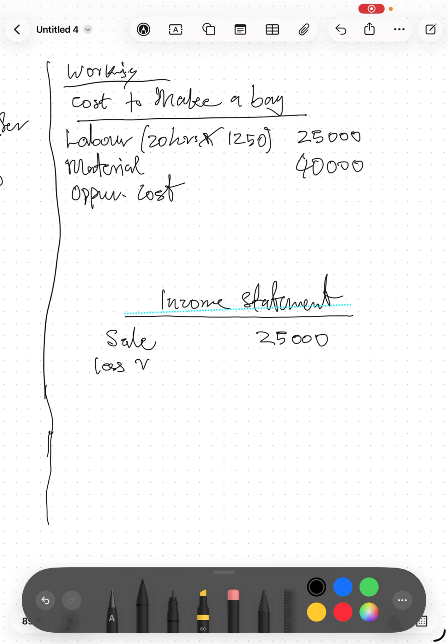Less variable cost. And in the variable cost, we are giving variable costs for both labor and material. So for labor and material, the variable cost labor, they say it's 10, I think it's 10,000, yeah. 10,000.